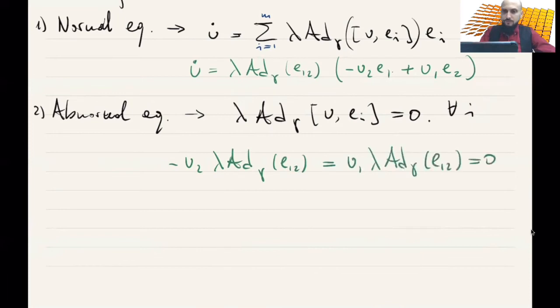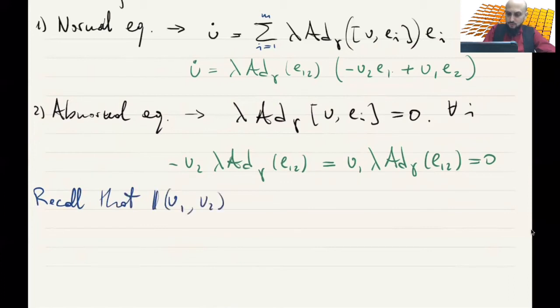Now remember, these numbers are not both at the same time 0, right? Because recall that the norm of u, which is (u1, u2), is the constant, non-zero speed.